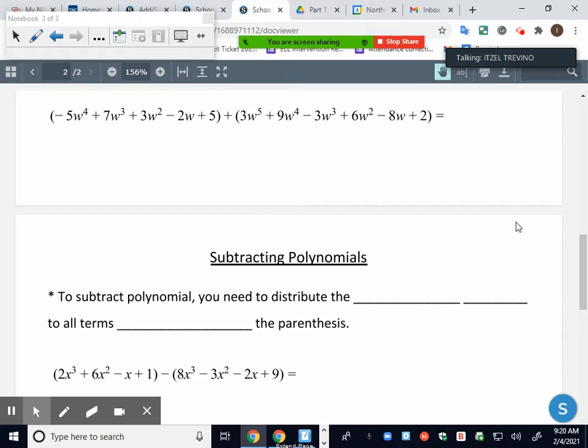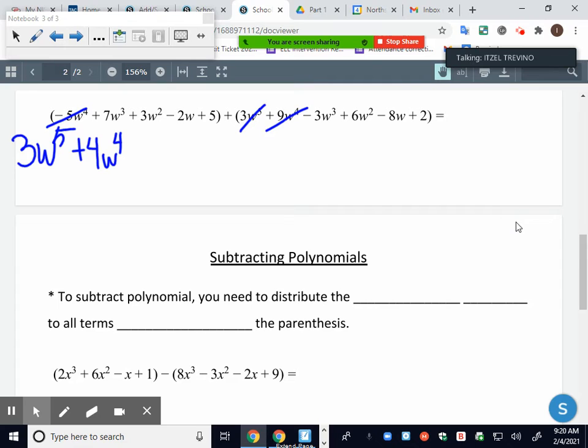Okay? I'm going to choose the largest exponent, which is right here. And I see I don't have anything to add it to on the other parentheses set. So I'm just going to write 3w to the 5th power. Okay? And then I'm going to go ahead and look at my 4s. I have negative 5 and I have positive 9. Okay? So negative 5 plus 9 gives me positive 4w to the 4th power. I'm going to scratch those out because I already did it.